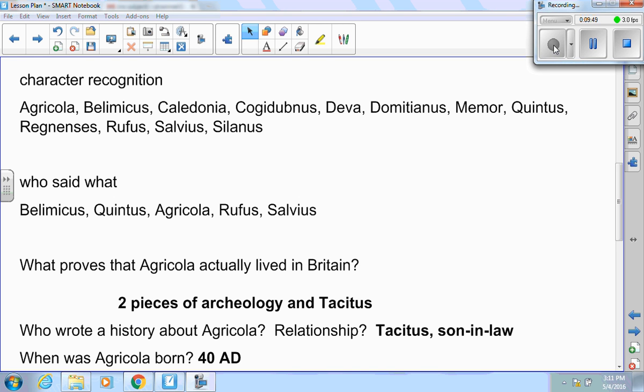Who said what? It's going to have a section of quotations. Bulimicus, Quintus, Agricola, Rufus, and Salvius all said one thing. What are they? I'm going to go over this right here with you. I gave you a review section. I'll go over who said what and character recognition here in a second.